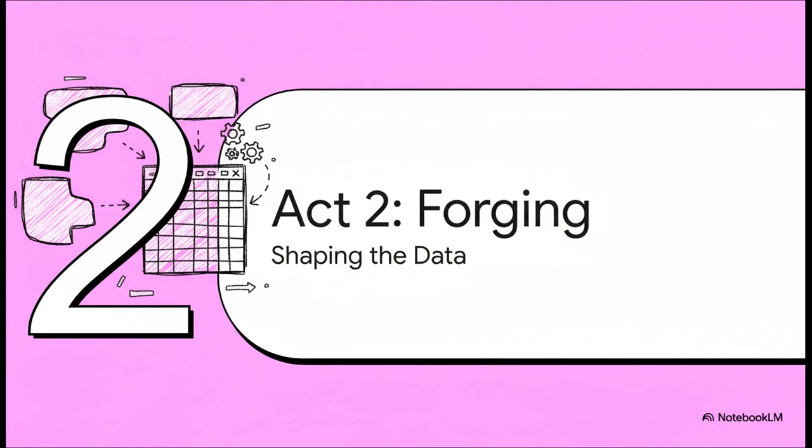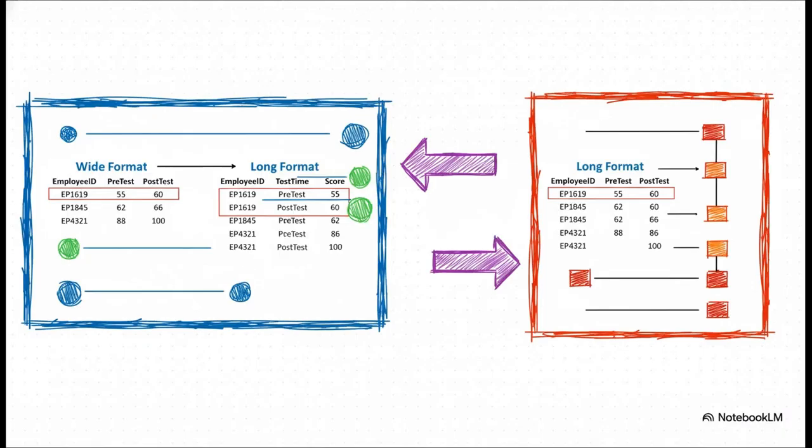But is it in the right shape? Well, that brings us to Act 2, forging the data into the perfect format we need for our analysis. This brings us to a really fundamental choice we often have to make. Do we want our data in a wide format or a long format? You see, in the wide format, each employee gets their own single row. But in the long format, each test score gets its own row.